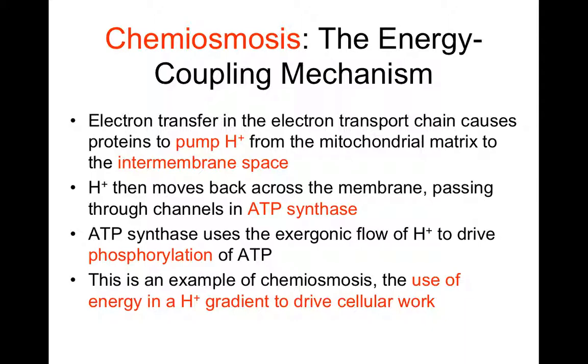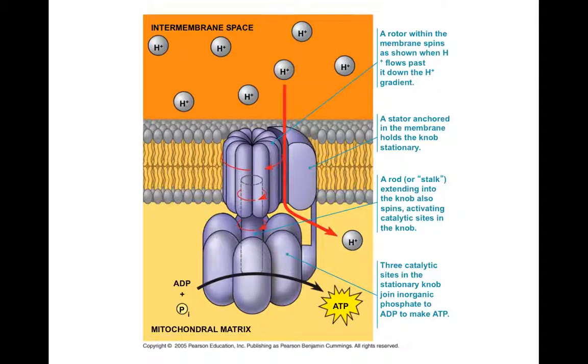This is an example of chemiosmosis, how the cell can use energy in a gradient, this time a proton gradient, to drive cellular work. The cellular work here is the production of ATP. The ATP synthase molecule is shown here. It looks a little bit like a motor and a turbine combined, and that's pretty much how it works. The buildup of protons in the intermembrane space, remember, was caused by the electrons being dropped off at the electron transport chain by the NADH and FADH2. As they drop off the electrons and the electrons flow down the chain, hydrogen ions are pumped from the matrix into the intermembrane space.